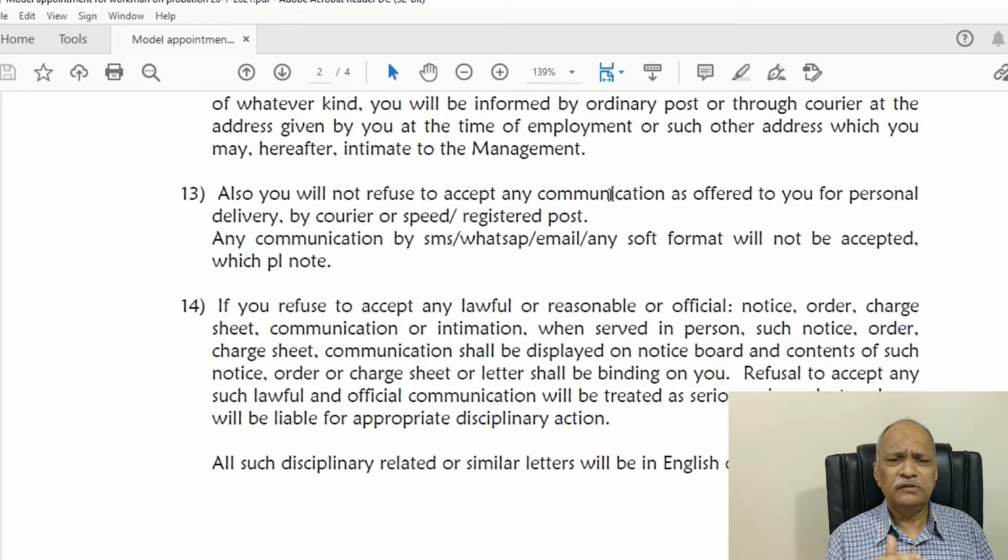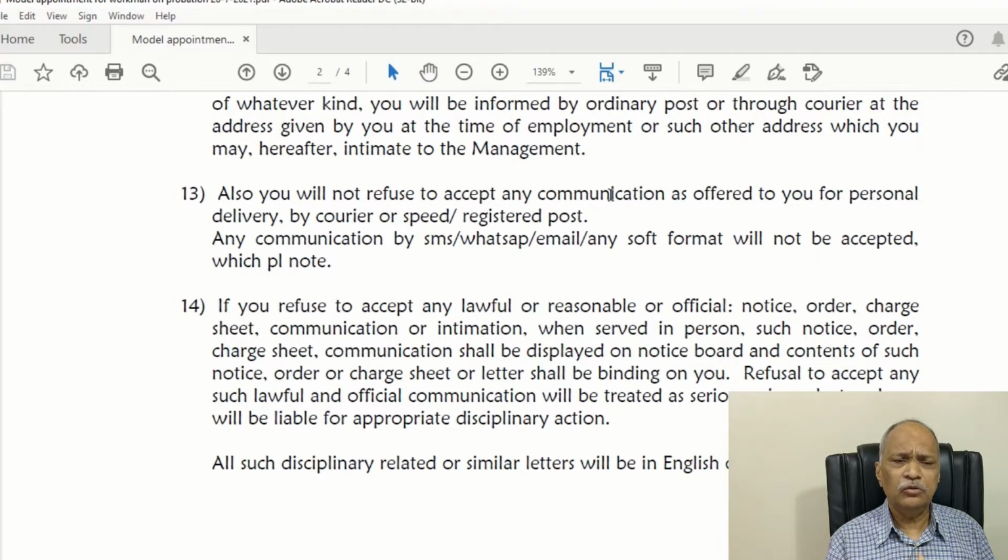Disciplinary action or misconduct, or its process, is also laid down in the model standing orders. So just to highlight, companies also mention in this that any communication which is official or business related, worker has to accept it. If they refuse it, it can be termed as misconduct and company can take appropriate action also.